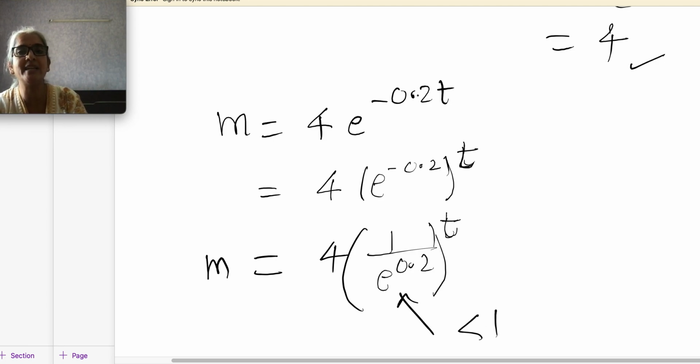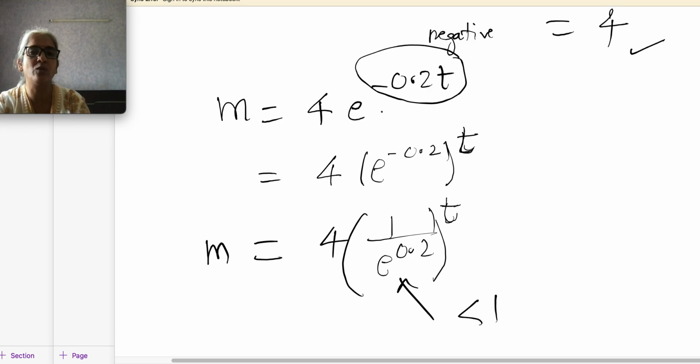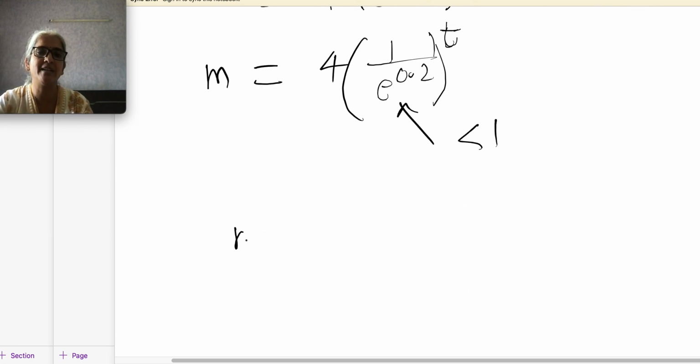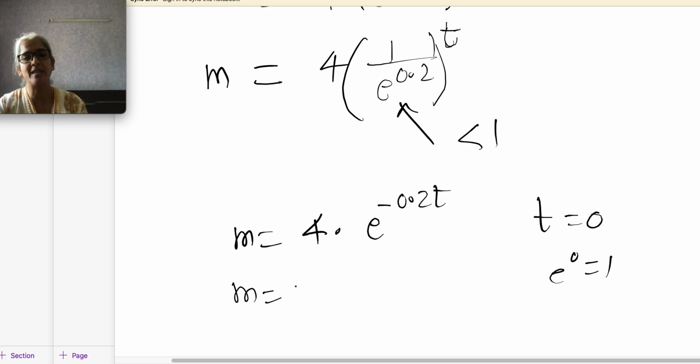Another way to represent decay is whenever you have an exponent raised to a negative number, then you automatically know that it's a decay. And what is 4? Also pay attention here. Let me rewrite and say m is 4 times e raised to minus 0.2 t. If I substitute t as 0, anything raised to 0 is 1. So I am left with m equal to 4 when t is 0.